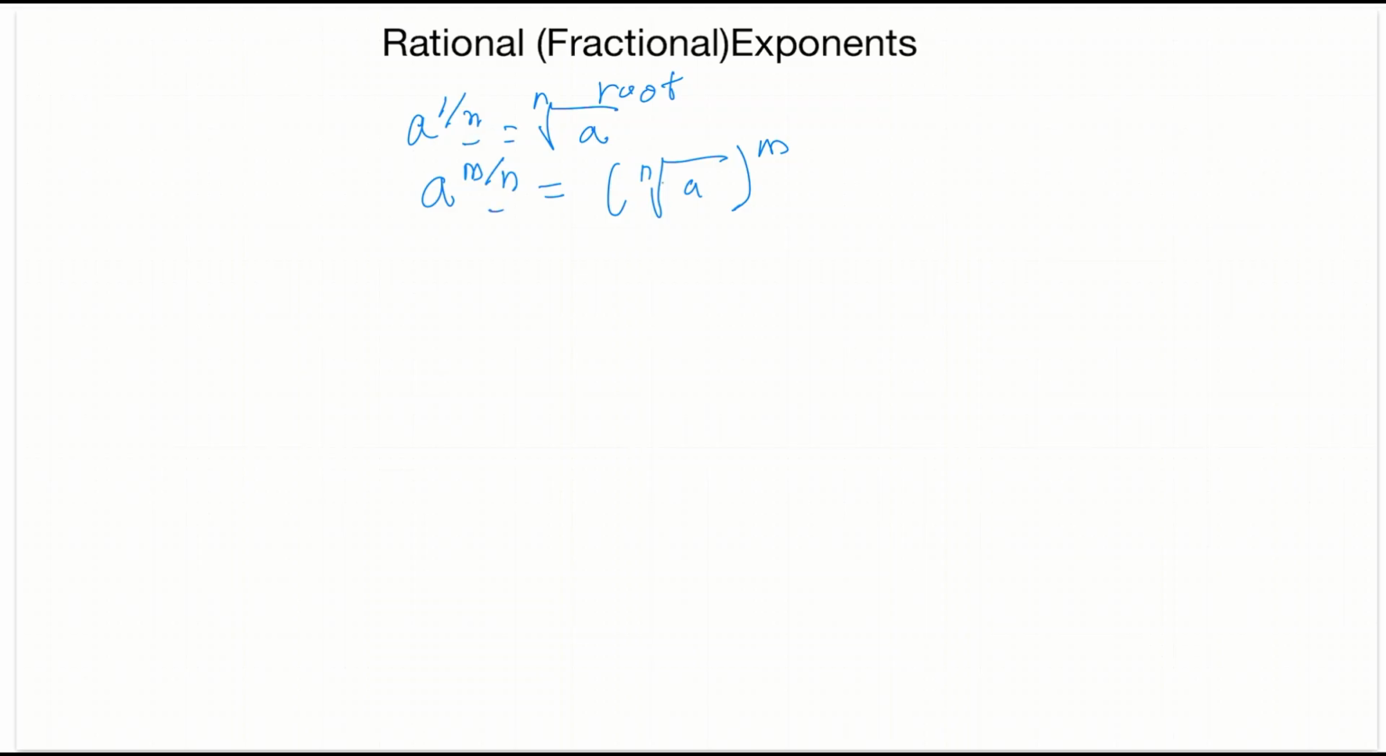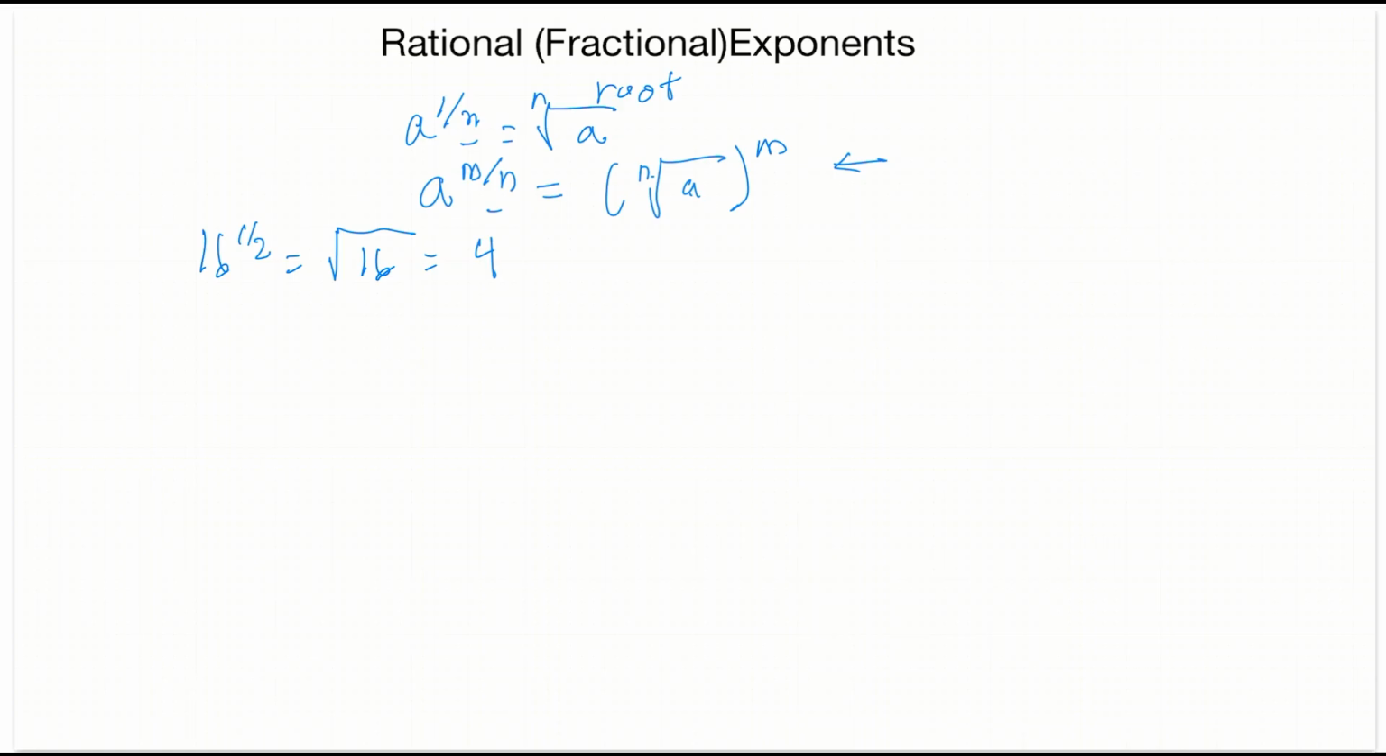So that means take the nth root of a and raise the whole thing to the mth power. Let's look at some examples. So we've got 16 to the 1/2 is equal to the square root of 16, because the 1/2 power is just the square root. So that's equal to 4.